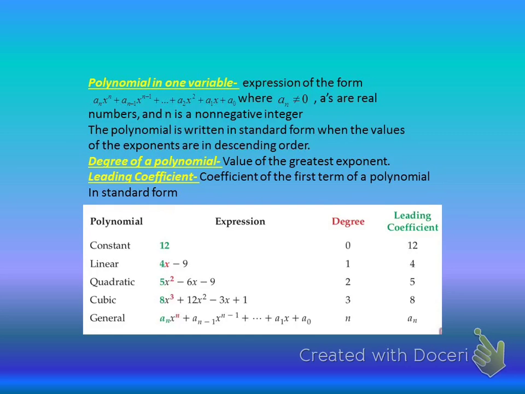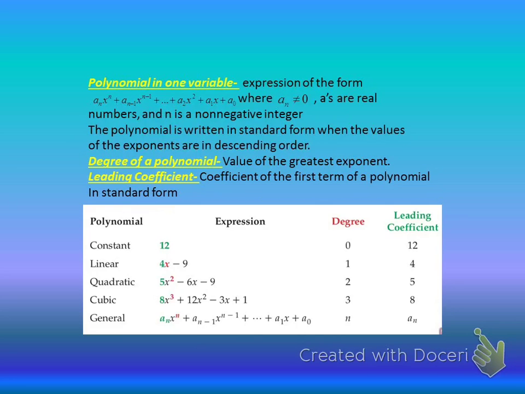So to summarize everything, you write a polynomial in standard form when you're going from the biggest exponent down. If you look down here, there's some examples: x squared, x cubed, how they go down.